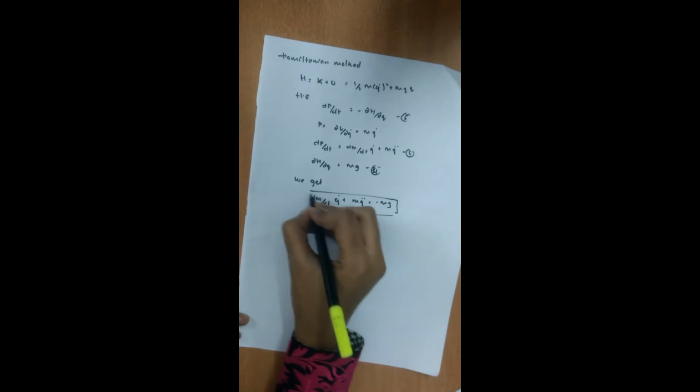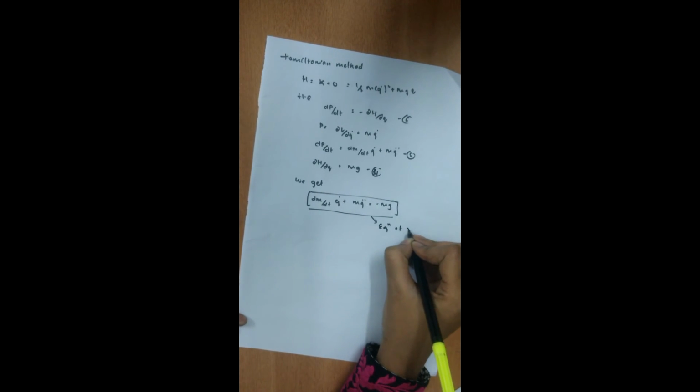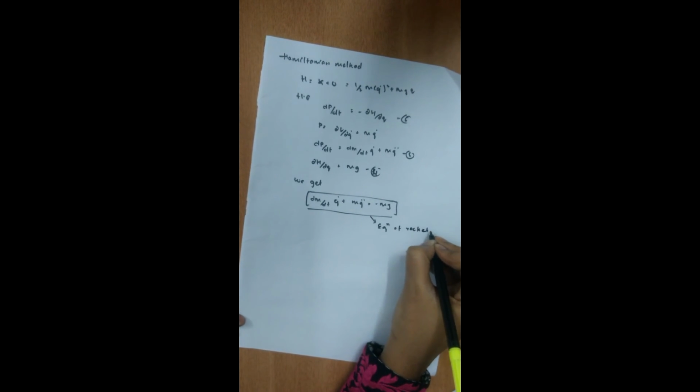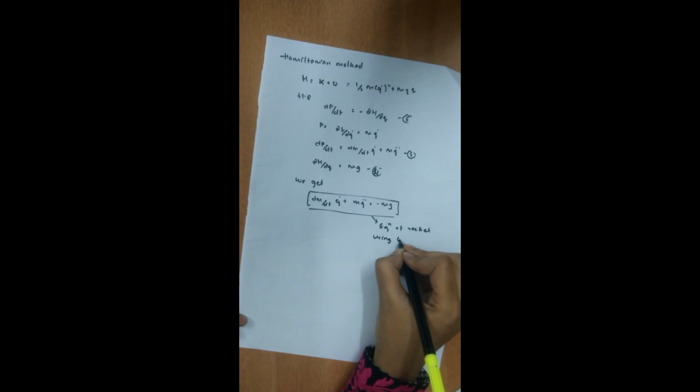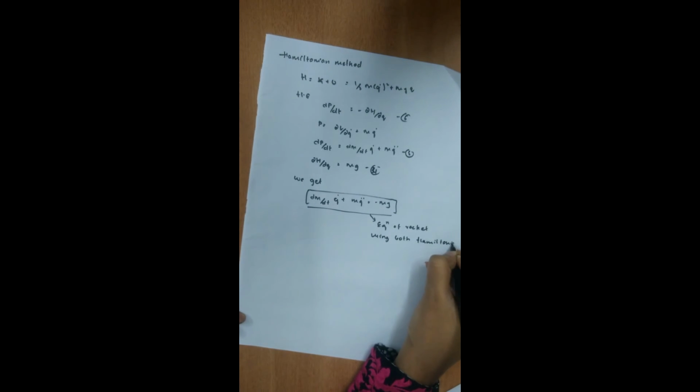This is the equation of a rocket, the equation of rocket using both Hamiltonian and Lagrange's mechanics.